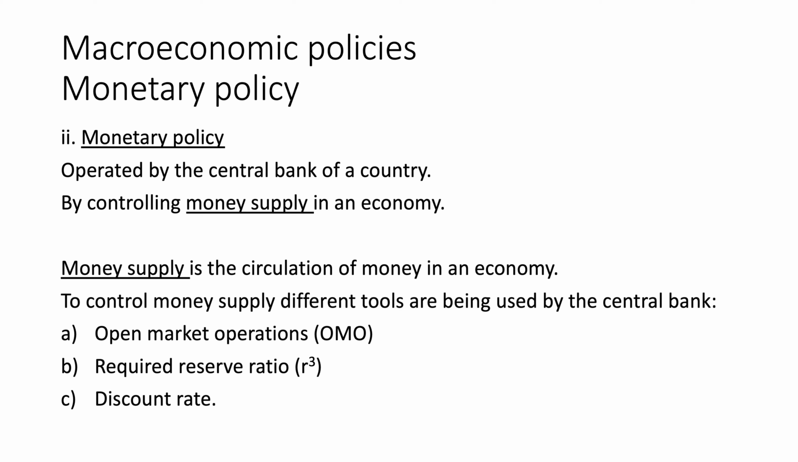So let's first take a look at what is meant by money supply. Money supply is the circulation of money in an economy, that is, how much money is circulating. And to control the money supply, different tools are used by the central bank. These are the open market operations, required reserve ratio, and discount rate. Let me give you a brief introduction of these three tools which are used to control the money supply.